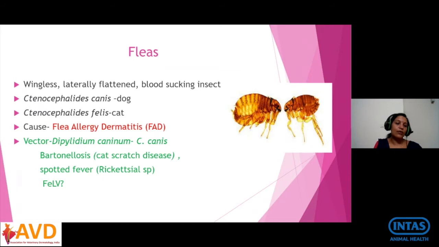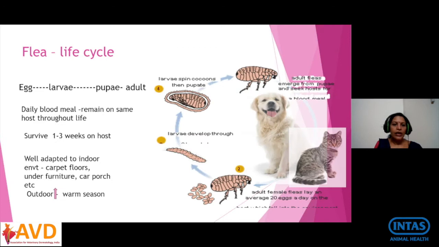And spotted fever, a rickettsial infection, and it also has a role in feline leukemia virus infection. Ctenocephalides can also cause flea allergic dermatitis. In the case of the flea life cycle, it is the adult flea.